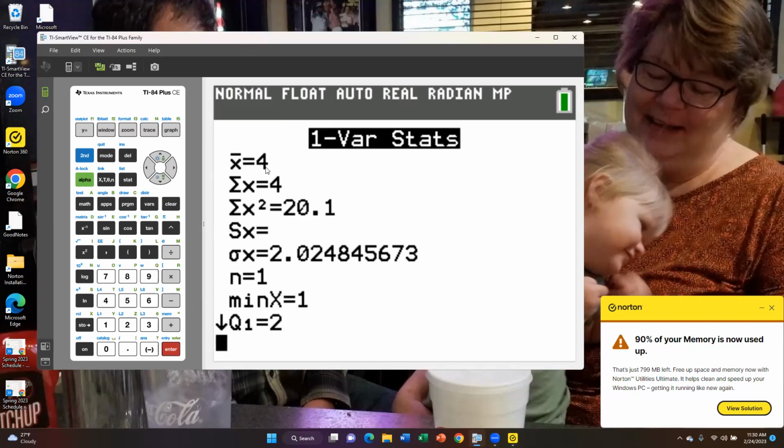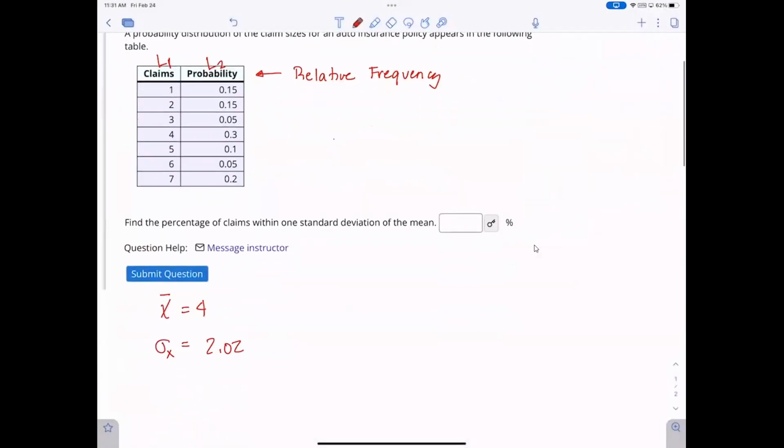And I get that my mean, X bar, is 4, and my standard deviation is 2.024845, etc. So I'm just going to round that off to 2.02. That's close enough for what I'm going to do. So I'm going to have a mean of 4, which I'm writing down on my iPad, and a standard deviation of 2.02. All right, so I'm going to now go back to sharing my iPad. Takes me a second to do this. All right, so now back to my problem. I have a mean of 4 and a standard deviation of 2.02.